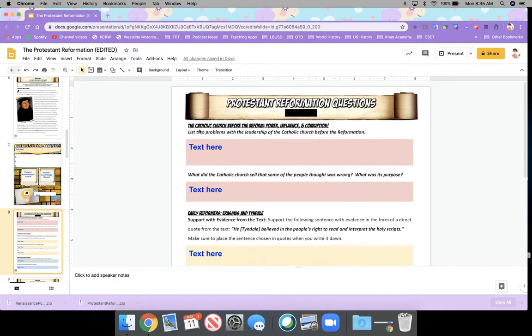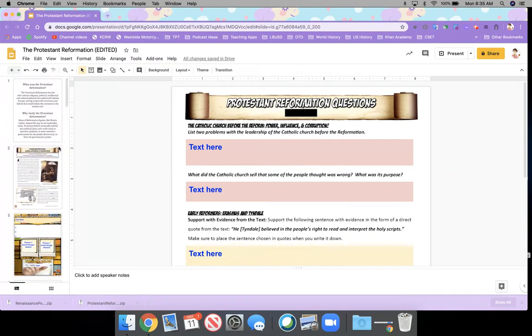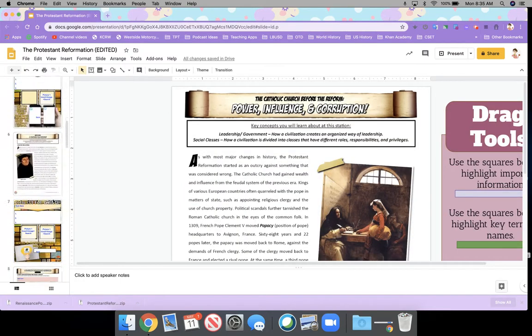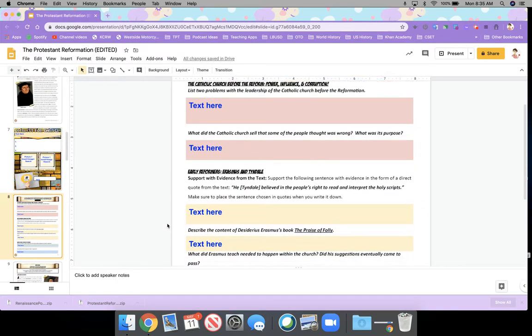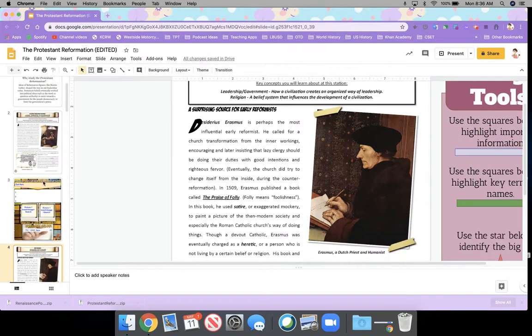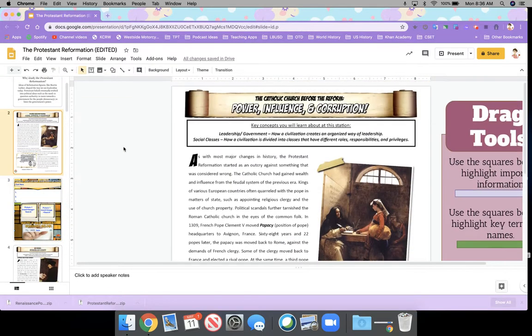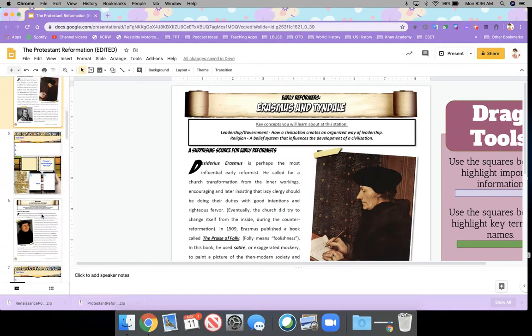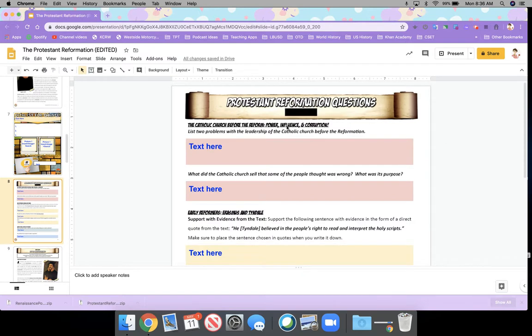And it says the Catholic Church before the Reform, power, influence, and corruption. So these 2 questions here go with this reading up at the top, power, influence, and corruption. Okay, my next 2 questions, early reformers, Erasmus and Tyndale. Well, that's going to go with this reading here, or not that one, this one, Erasmus and Tyndale. So again, pay attention to what is in bold, because what is in bold is going to tell you where to find the reading that you're going to need for answering the questions.